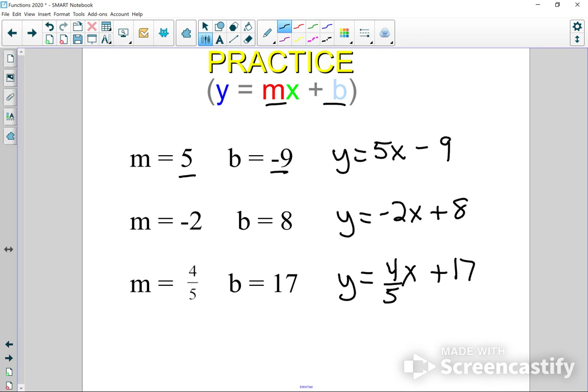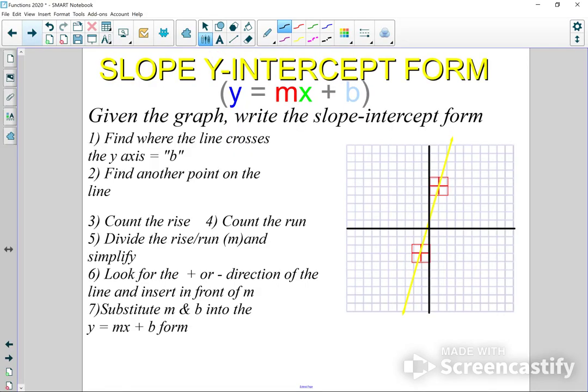So when I give you the slope and the y-intercept, remember m is slope and b is the y-intercept, you should be able to write me the equation. Don't overthink it. But what happens when I give you the graph and I want the equation? So we have these steps. It goes a lot quicker than it seems like it would. Don't worry. But go ahead and write these 7 steps down on your paper, okay?